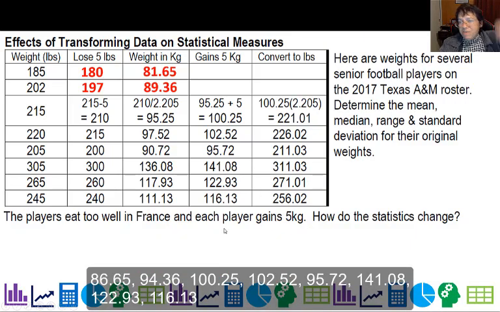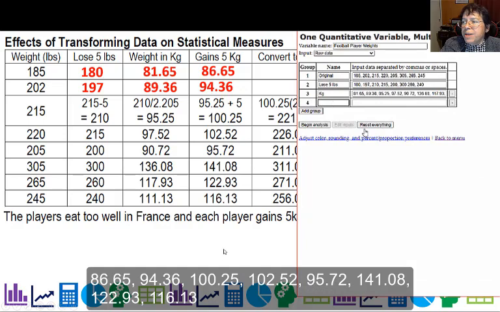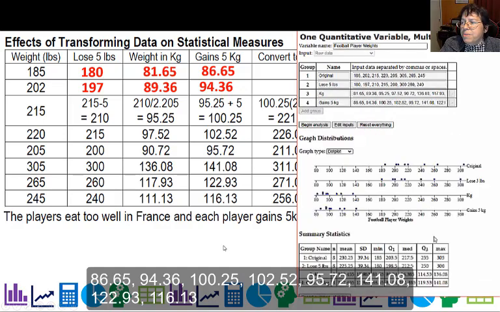All right, so they have a great time in France and they gain 5 kilograms because of all the croissants and everything else. So here are their new weights. All right, and we'll put this set of data into the applet. So I'll go to edit inputs again, add a new group where they're 5 kilograms heavier football players, put in my data, and you can see the stats.